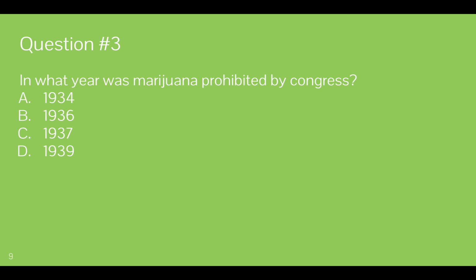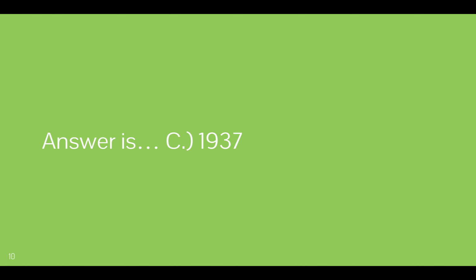Question number 3. In what year was marijuana prohibited by Congress? A. 1934, B. 1936, C. 1937, or D. 1939? And I'll give you a few seconds to answer that. All right. The answer is C. 1937.